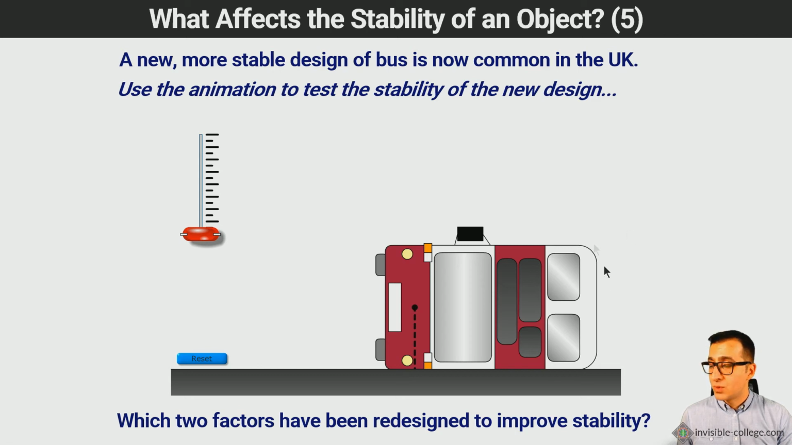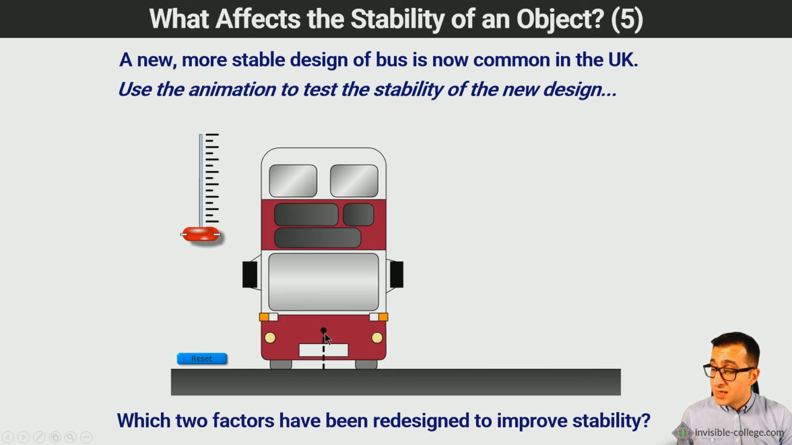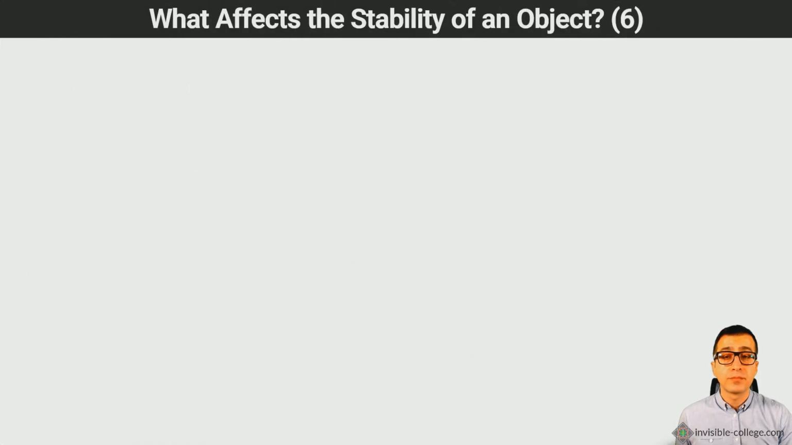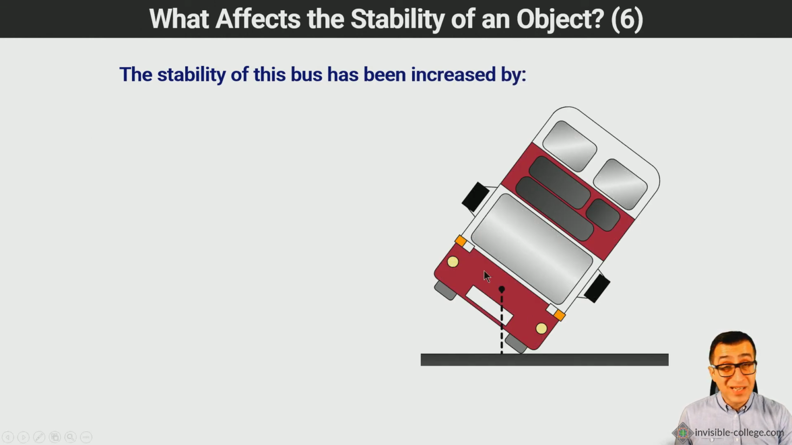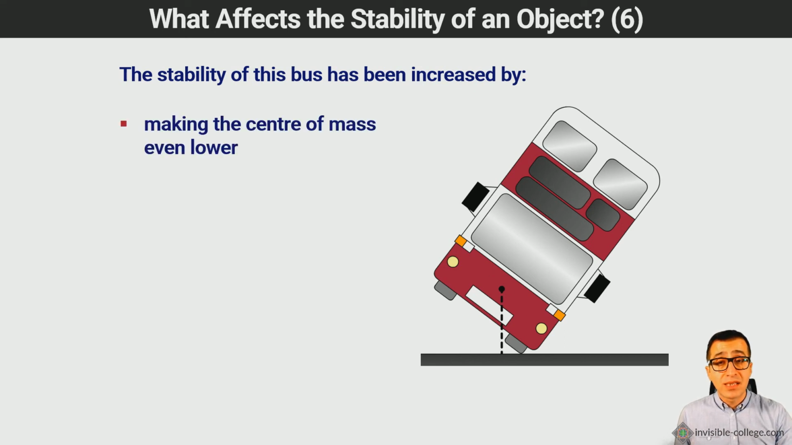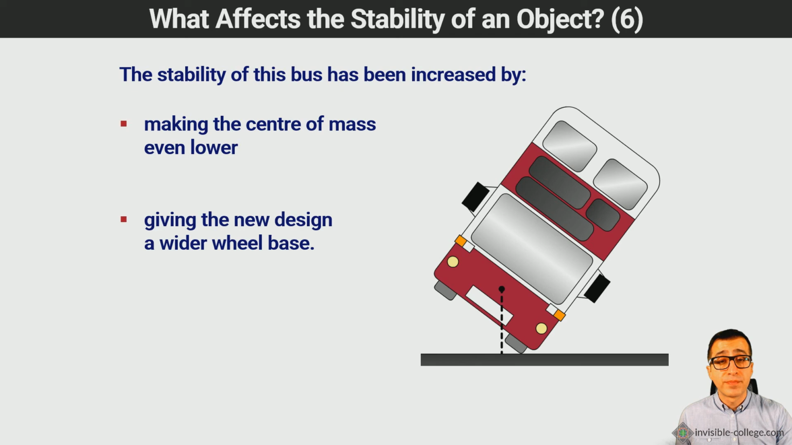Which two factors is the stability of an object based upon? Well, as we saw before, it's based upon the position of the center of mass, the height of the center of mass above the base, and also the width of the base of the object, in this case the distance between the edges of the two wheels. So the stability of the bus has been increased by making the center of mass lower, by decreasing the height of the center of mass above the base, and by giving the new design a wider wheelbase.